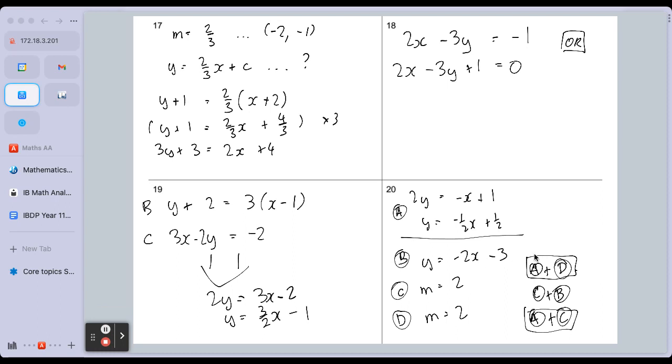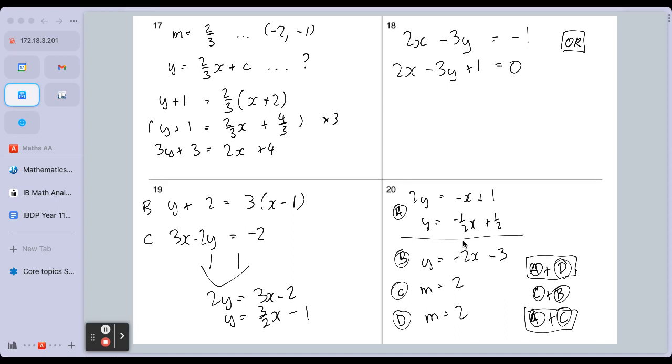So C and B is not right, but it's kind of close in that we definitely have a negative gradient here and a positive gradient here. So that part of it is okay because reciprocal gradients do have opposite signs. However, it also needs to be a reciprocal.